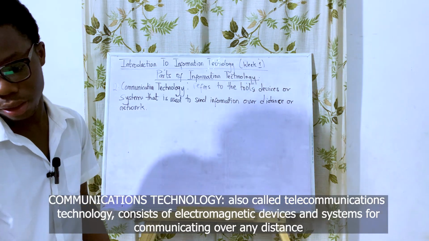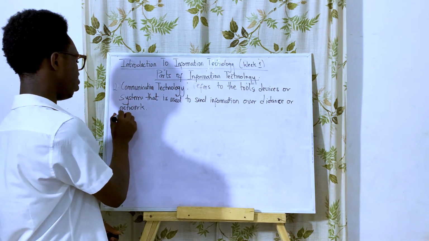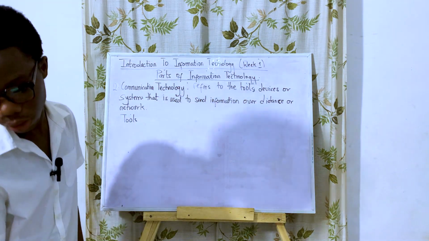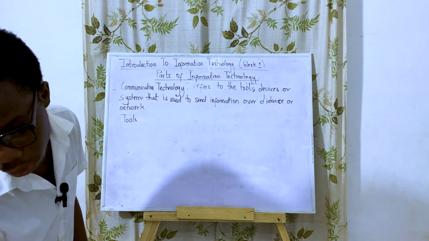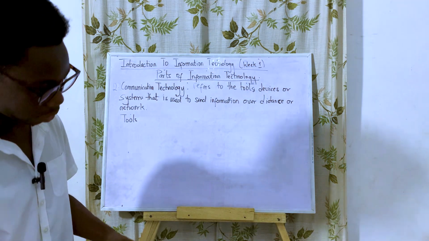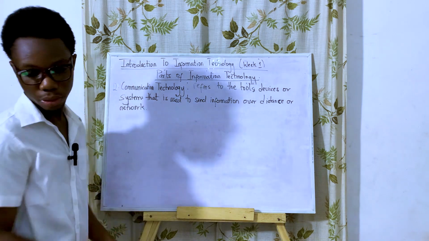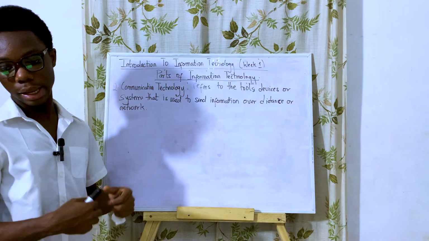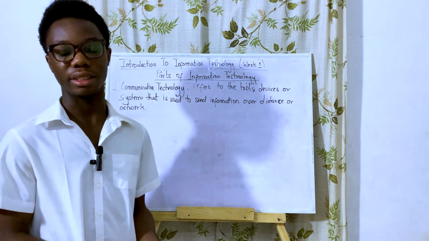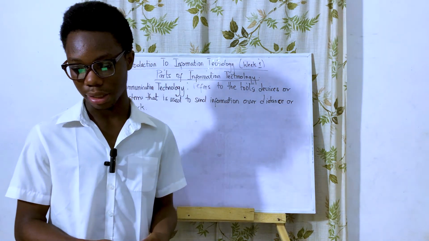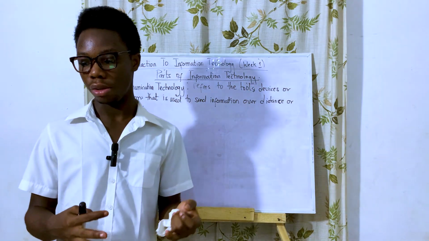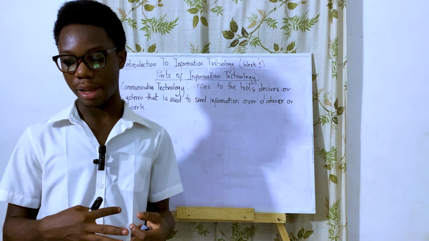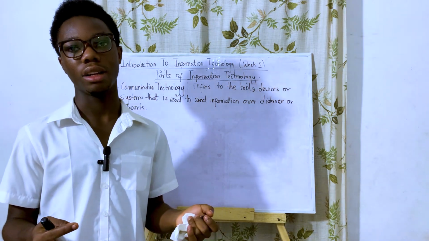Some of these tools are: one, we have the telephone, we have the radio, we have the television and so on, right? These consist of electromagnetic devices and systems. When we say electromagnetic devices, they allow people to communicate from one place to another, whether nearby or very far.